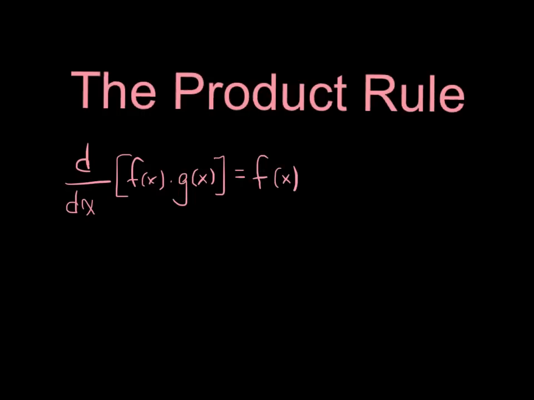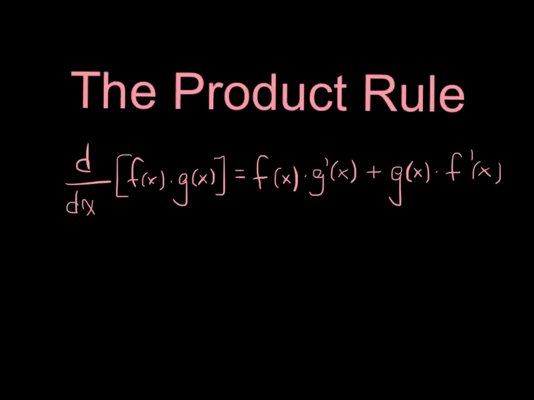The product rule states that if we'd like to find the derivative of the product of two functions, we do this. We leave the first function, multiply by the derivative of the second function, and add to that the product of the second function times the derivative of the first.